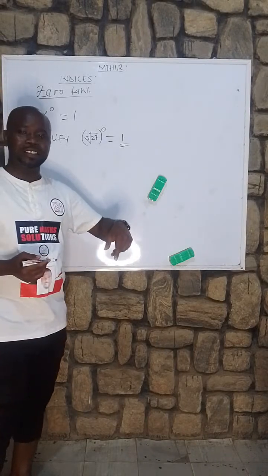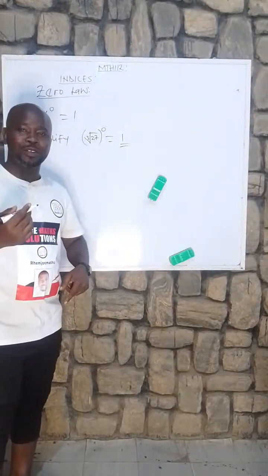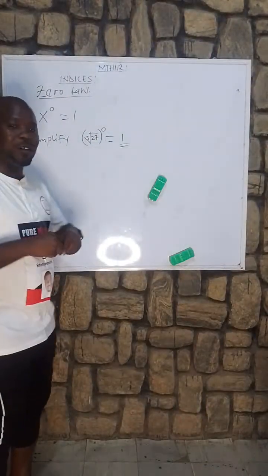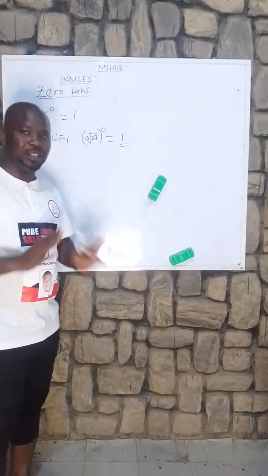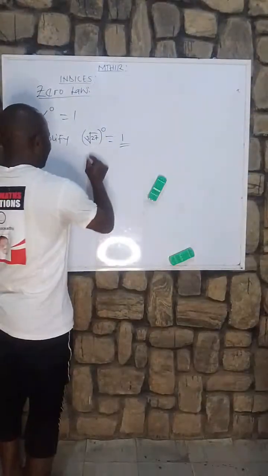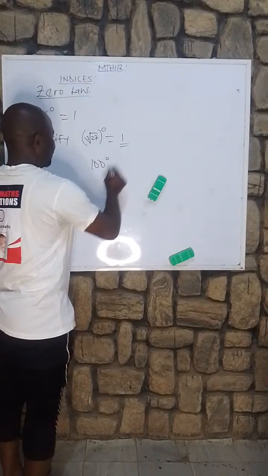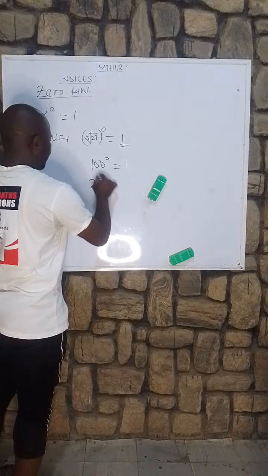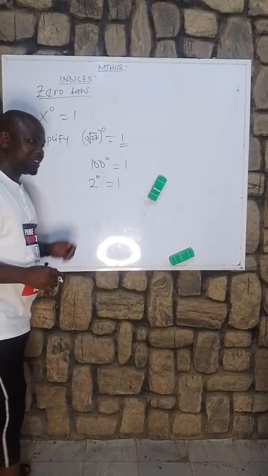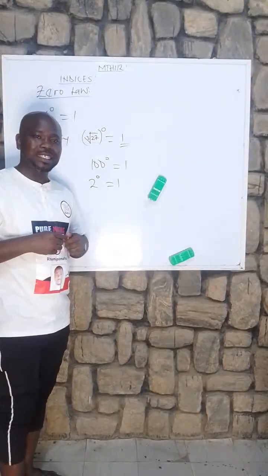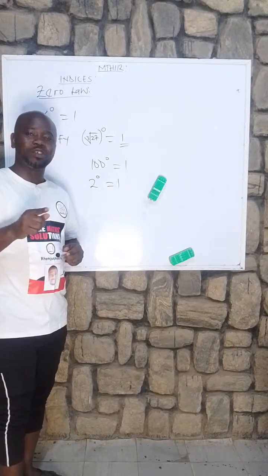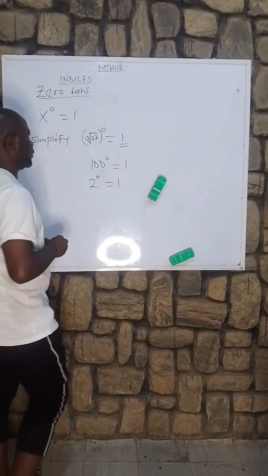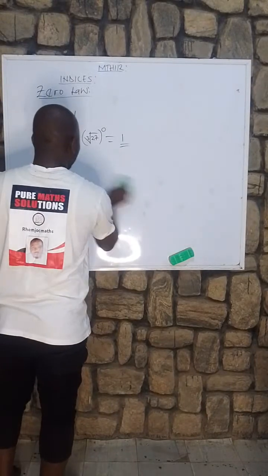It means half raised to power 0 is what? 1. Mathematically, yeah. 1 billion raised to power 0 is 1. 100 raised to power 0 is what? 1. Take note. 2 raised to power 0, 1. Take note, please. Write it down. Anything raised to power 0 is 1. Is that clear? Take note. It's very important. Do you understand?